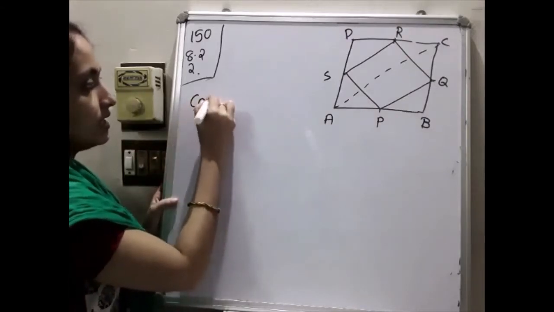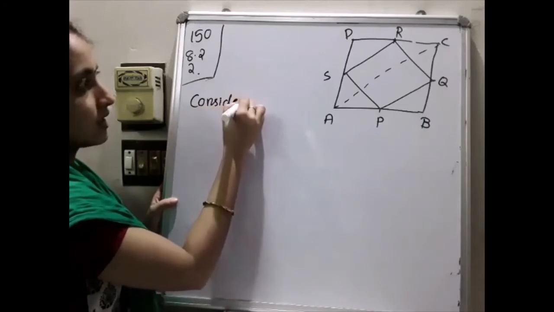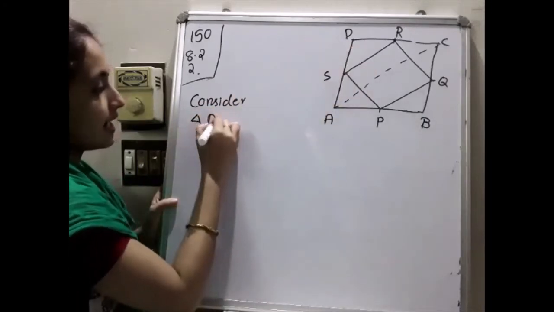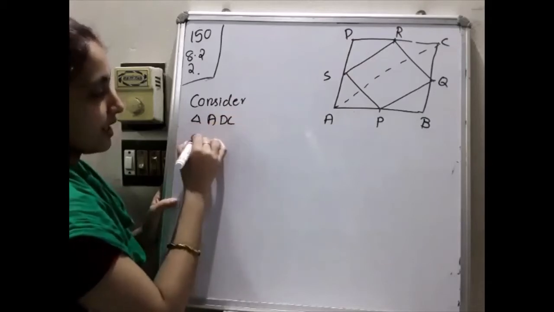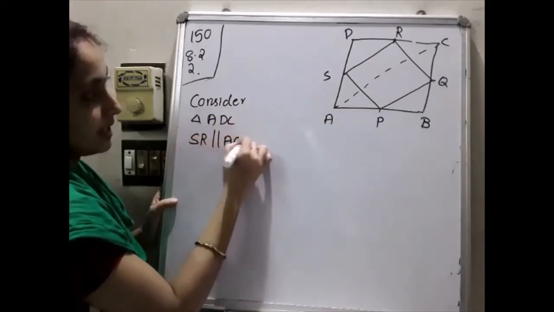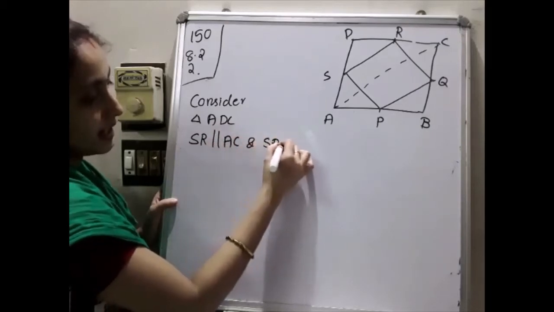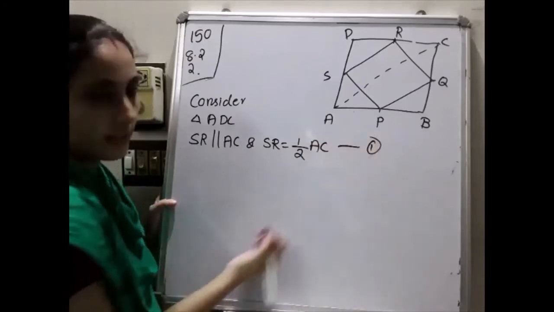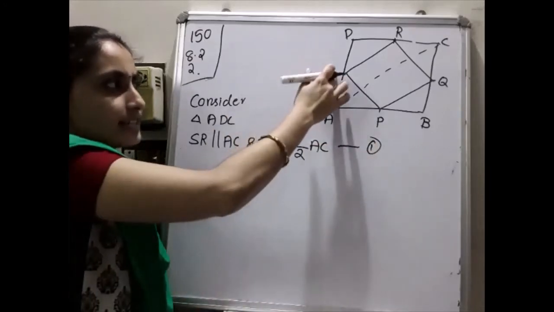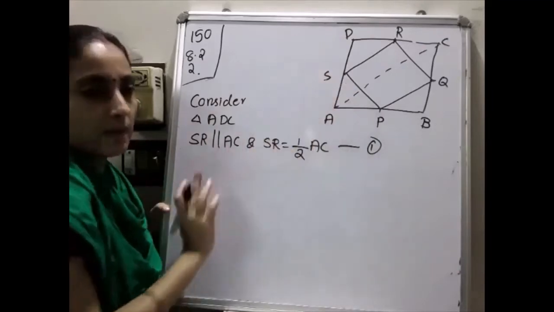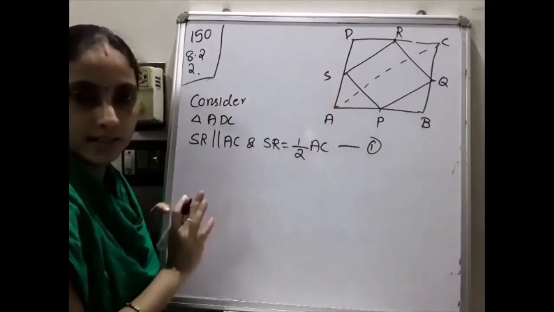So consider this triangle ADC. You can write SR parallel to AC and SR is equal to half AC. Equation number 1. Already we said, S is a midpoint, R is a midpoint of that side. So we can say these two lines are parallel and half of it. By the midpoint theorem, you have to write that.